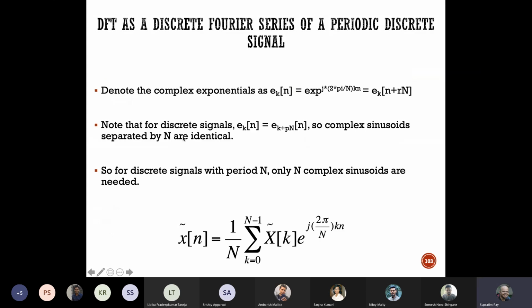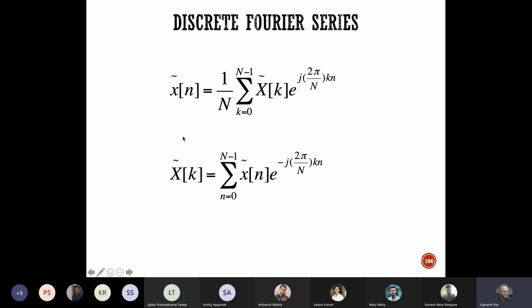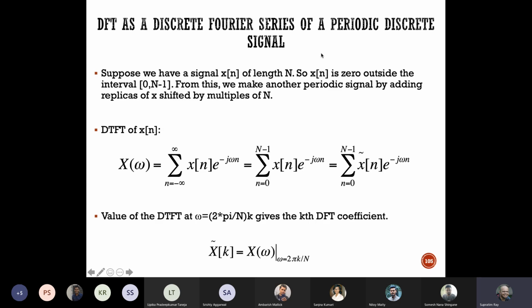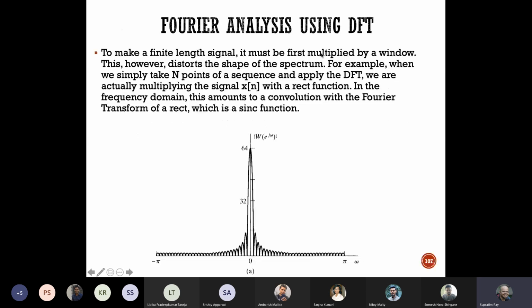So if you now ask, what is the difference between the actual spectrum that the signal may have and the spectrum or the Fourier coefficients that I'm actually seeing? Okay, what's the difference between the two? So the answer is as follows. I'm just talking about the discrete Fourier series here.